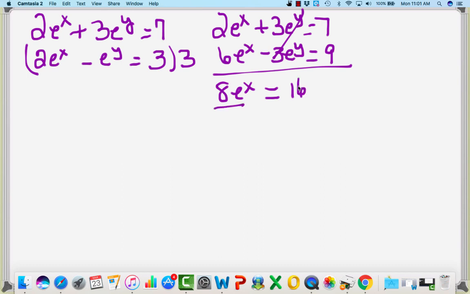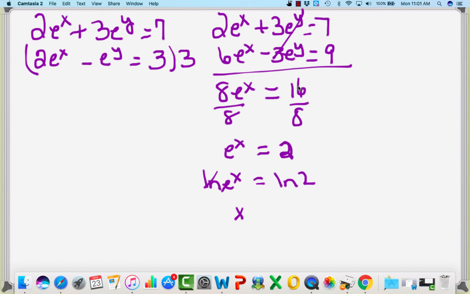Then I can divide by 8 and get e to the x equals 2. And now we have to go back and remember that when we are solving logarithmic equations and exponential equations, if I want to get rid of an e to the, so I have e to the x, I'll take the natural log of both sides. So then the natural log and the e cancel, and I get x is the natural log of 2.